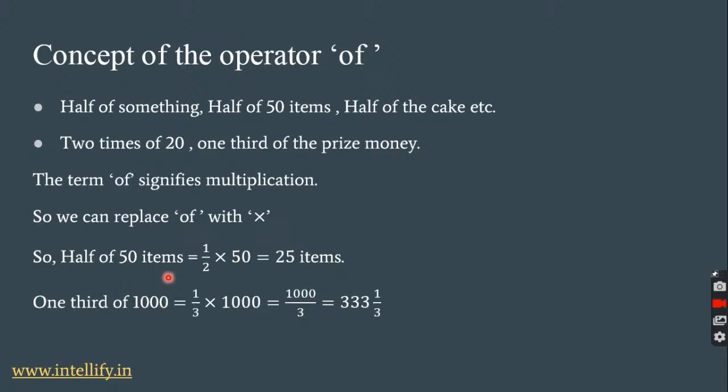So half of 50 items means 1/2 into 50. And we can easily divide 50 by 2, that is 25. Now 1/3 of 1000 is 1/3 into 1000, which is 1000 by 3. They can't be reduced, which can be written as 333 1/3.